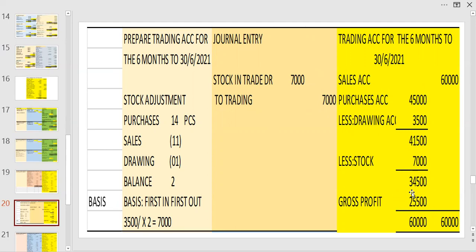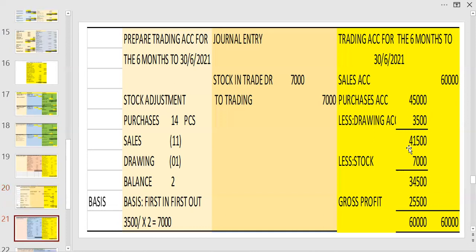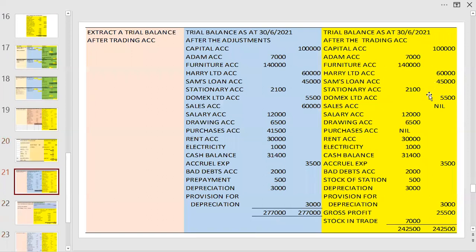Please note the way we have shown the purchases account, which is originally 45,000 minus the drawing, the gift that is given, 3,500. Therefore, it is shown as 41,500. Now we are asked to prepare another trial balance after preparing the trading account, which is shown here on the right hand side. If you look at it, sales account nil, purchase account nil, two new accounts, gross profit and stock in trade, have come into being.